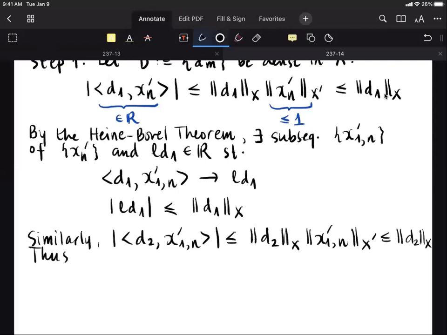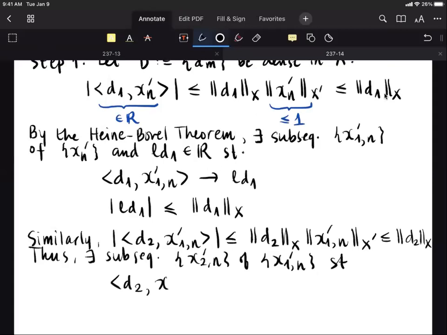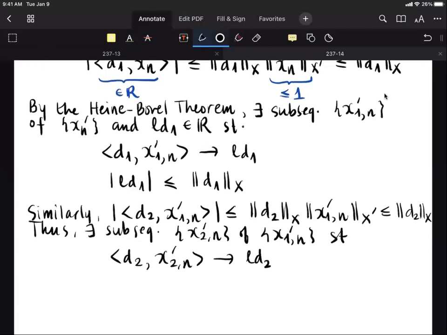Thus, again, the Heine-Borel theorem implies the existence of a subsequence x2n prime of x1n prime such that, okay, d2 applied to x2n prime, this duality pairing, tends to L_{d2}. Okay, what is L_{d2}? This is the limit. And the magnitude of the limit is less than or equal to the norm of d2.